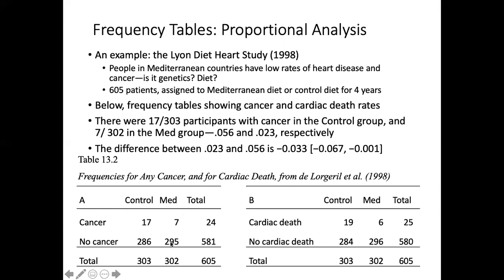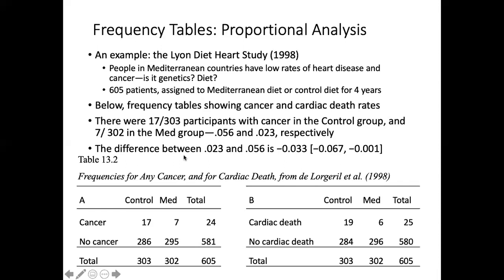And so if we want to compare here, we're really comparing the proportions of the control group and the Mediterranean diet group. So if we look at the control group, 17 of the 303 total control patients were diagnosed with cancer, versus the Mediterranean diet, 7 of the 302 total Mediterranean diet patients were diagnosed with cancer, right?